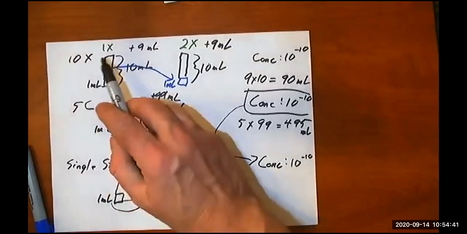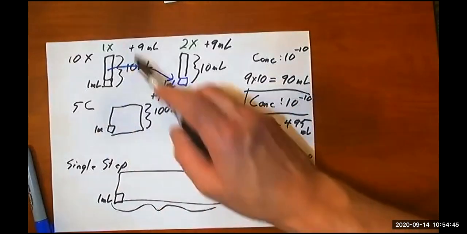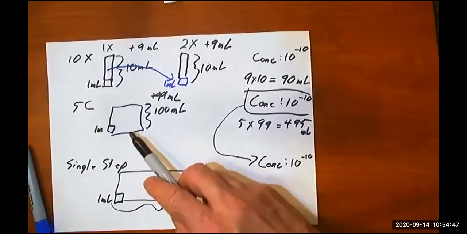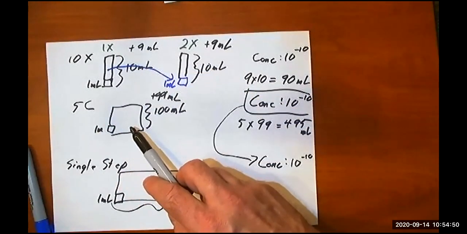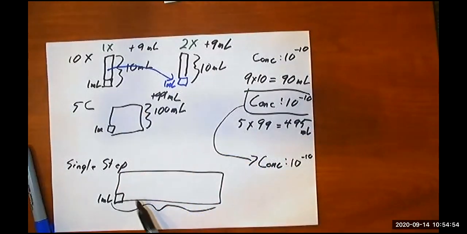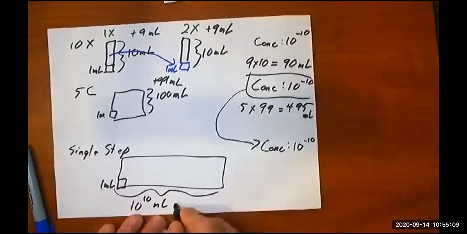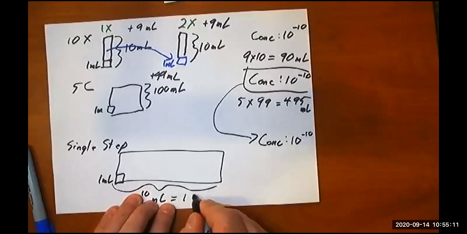Well, in a single step here, we're diluting by a factor of 10, and we're going up to 10 milliliters. In a single step here, we were diluting by a factor of 100, and we used 100 milliliters. In a single step here, we're wanting to dilute by a factor of 10 to the 10. How many milliliters do we need? Ten to the 10. Let's write that out.